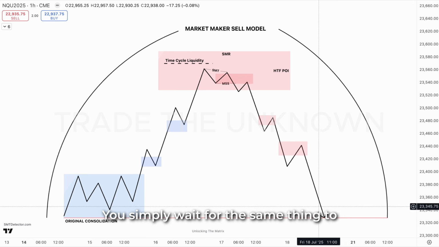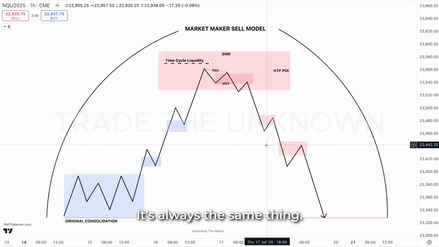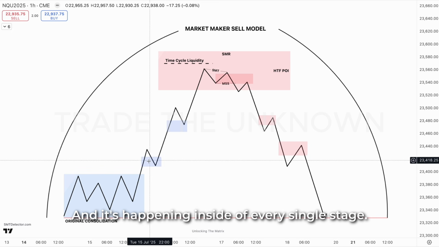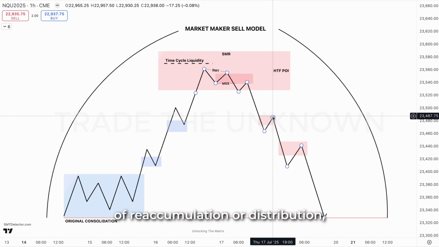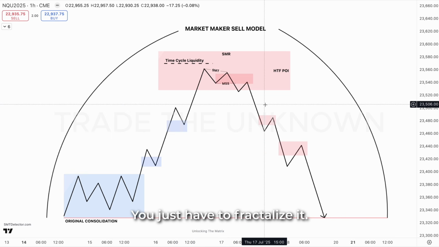You simply wait for the same thing to form, a fractal market maker model. It's always the same thing. And it's happening inside of every single stage. So every single stage of reaccumulation or distribution, it's always doing the same thing. You just have to fractalize it.